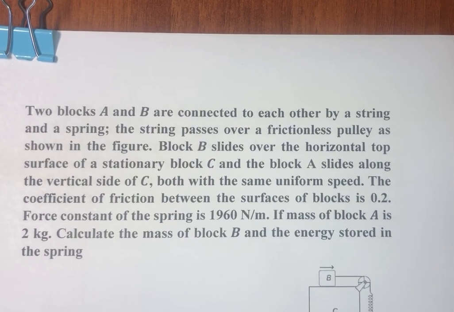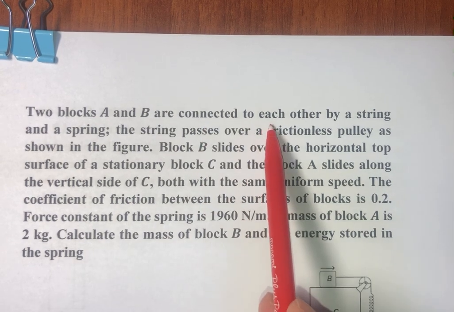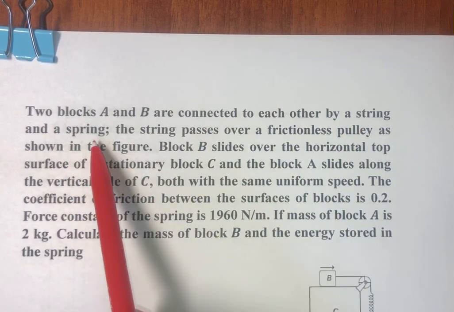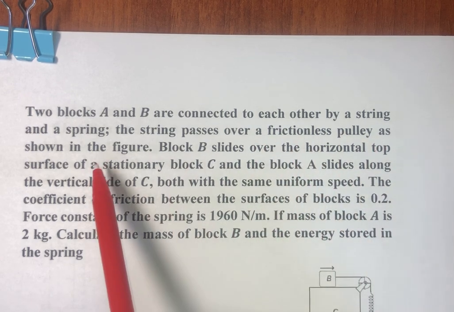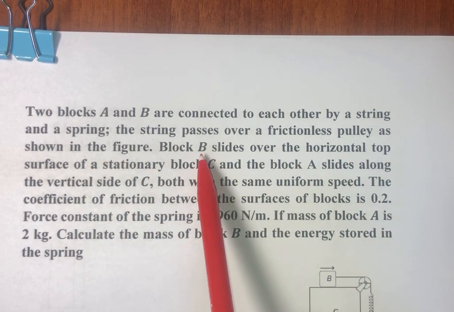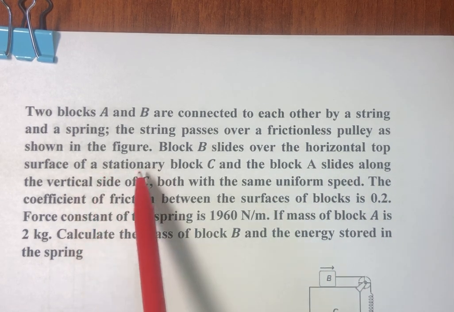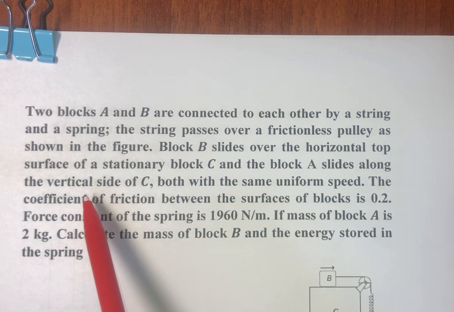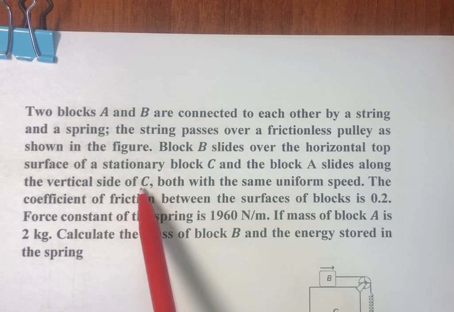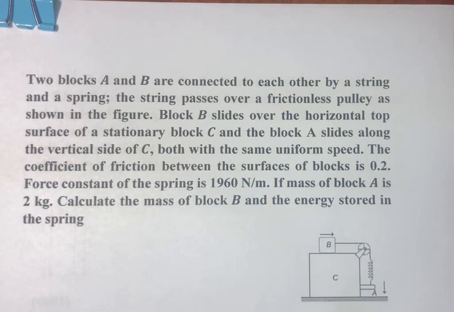Hello friends, in today's question, two blocks A and B are connected to each other by a string and a spring. The spring passes over a frictionless pulley as shown in the figure. Block B slides over the horizontal top surface of a stationary block C, and block A slides along the vertical side of C, both with the same uniform speed.